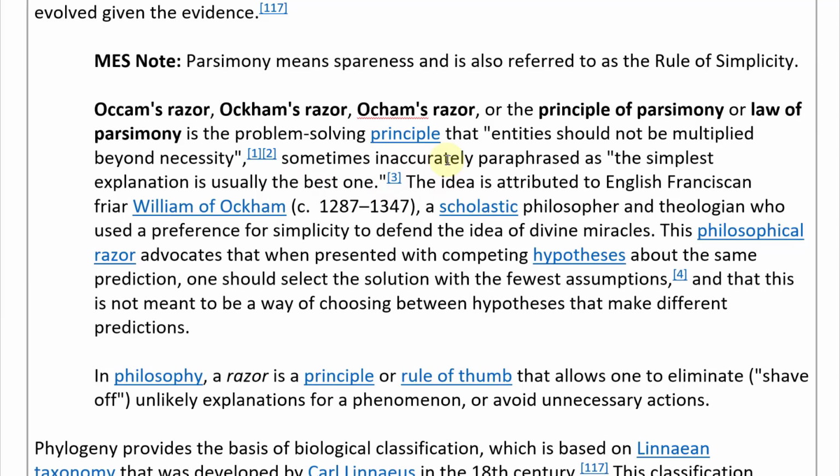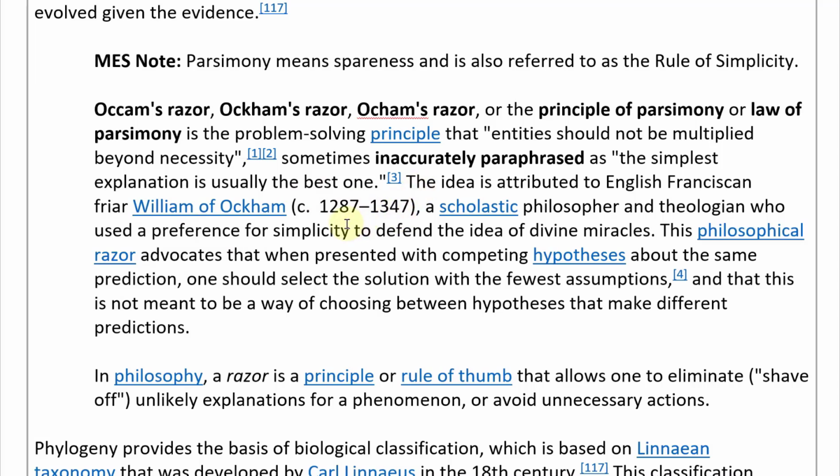Sometimes inaccurately phrased as the simplest explanation is usually the best one. That isn't accurate, because it's not always the simplest one. It's the least assumptions. The idea is attributed to English Franciscan friar William of Occam, from 1287 to 1347.